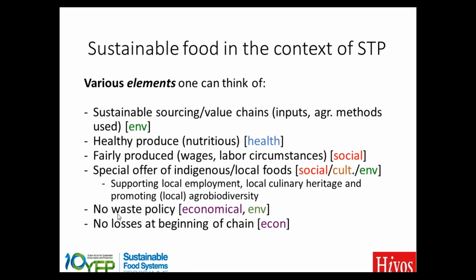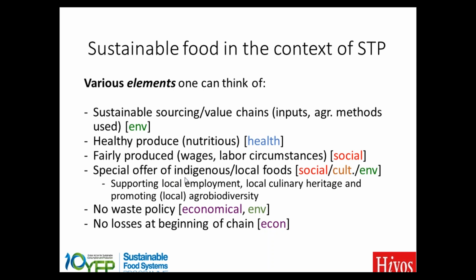So there's actually no single definition, but there are various sustainability elements that you can think of when talking about sustainable food in the context of tourism. If you take tourism as a starting point, then there are obviously various elements of sustainability that could be taken into account when designing sustainable tourism projects. For example, in the value chain, what kind of inputs are used, what kind of agricultural methods are used to produce the products. This, as a first point, relates to environmental sustainability.